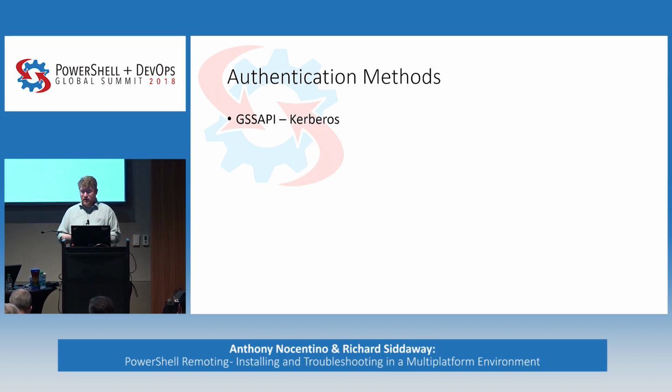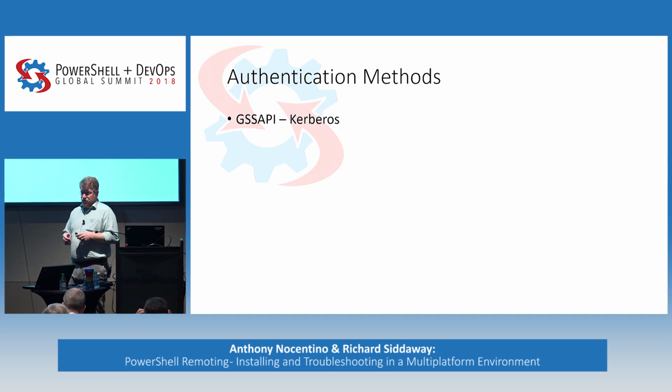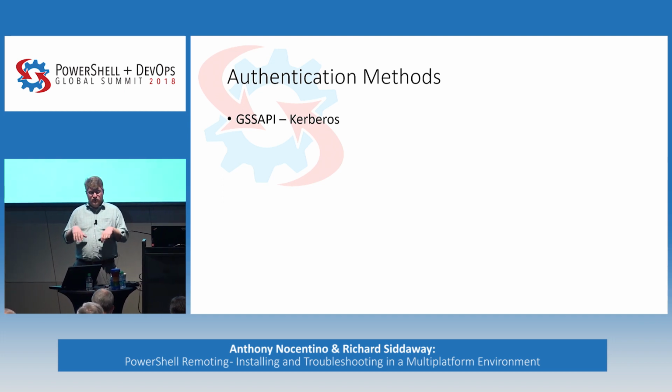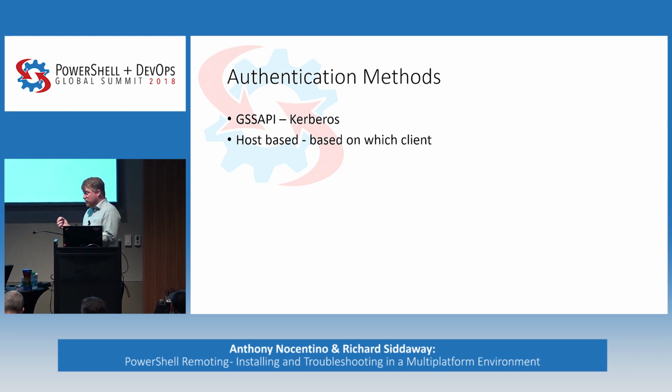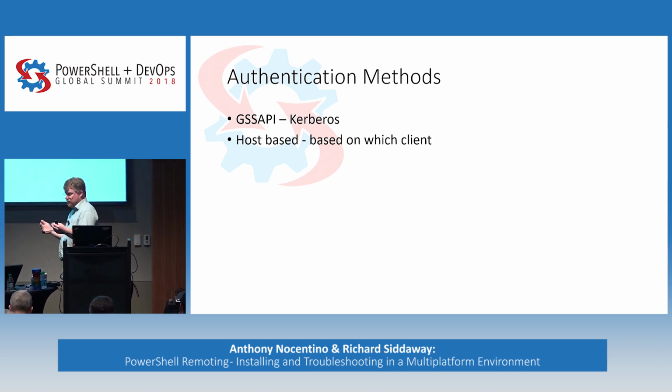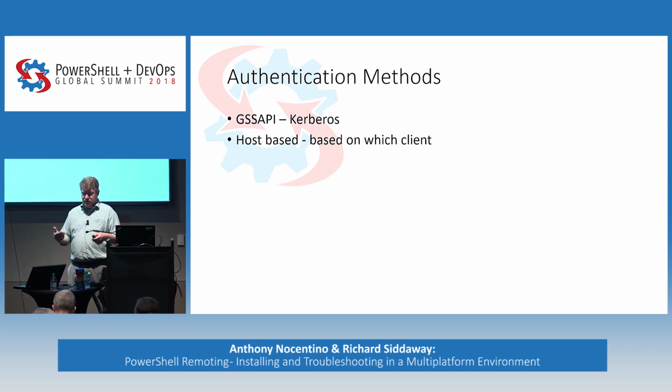So GSS API, Generic Security Services API, Kerberos. But this isn't the Kerberos that you're thinking of. This isn't like AD authenticating the users on the system. This is Kerberos being authenticated by the SSH daemon itself. We'll talk about how AD works in a second. Host-based authentication. So I can say host A and host B trust each other, and with host-based authentication, they're able to exchange information without usernames and passwords or keys or things like that.